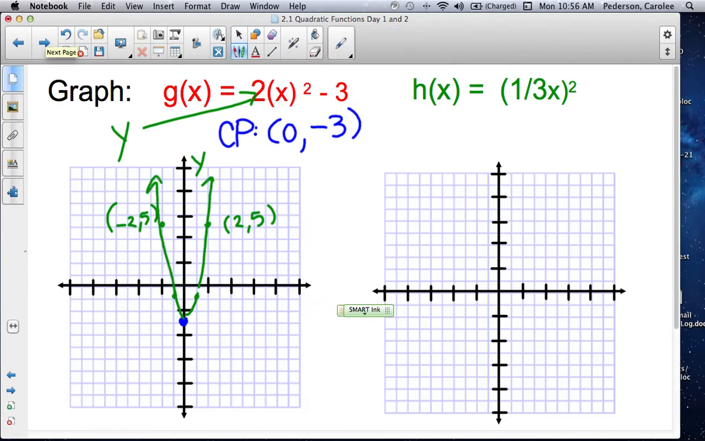Again, remember, this distance from here to here is 2. This distance from here to here is 8. Normally it would be 1 and 4.